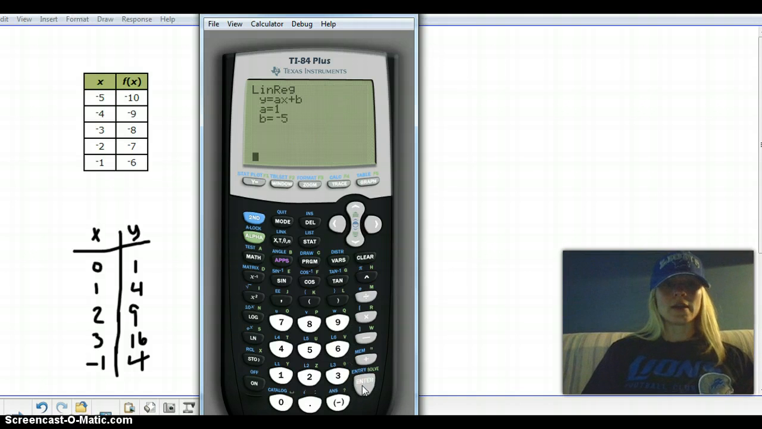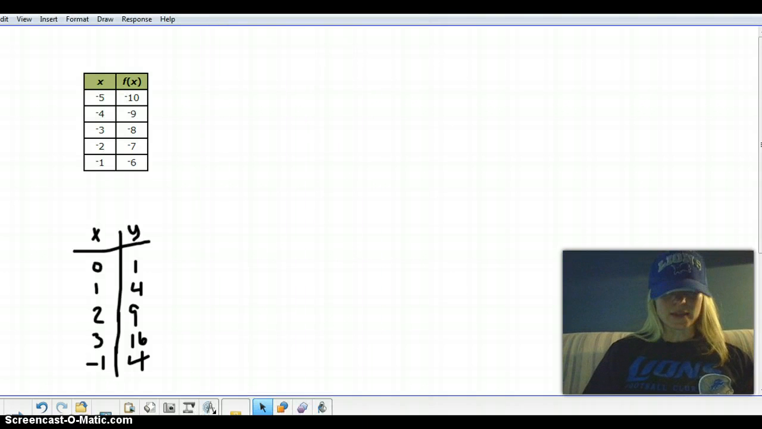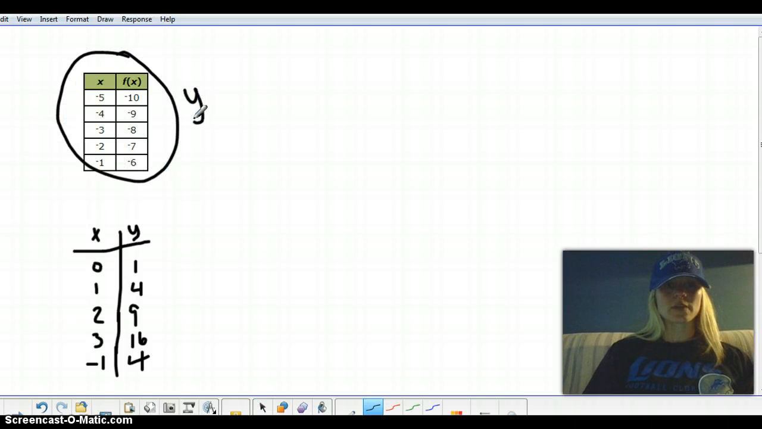That's true. I hit enter, and it gives me a, which I don't know why they use a on this calculator, but it's in the place of the m or the slope. So it's telling us the slope is 1 and the b, the y-intercept, is -5. So now I know the equation of these points right here. So I have to come up with the equation. I can put y equals positive 1x minus 5. And so now I have the linear equation for that here.